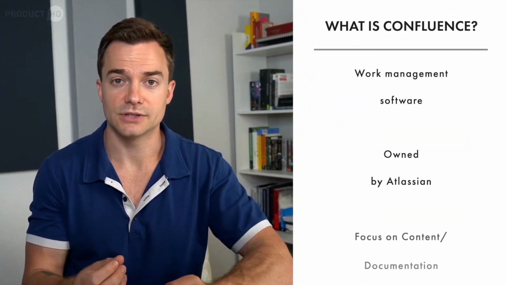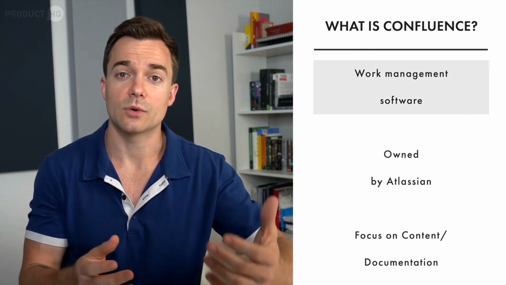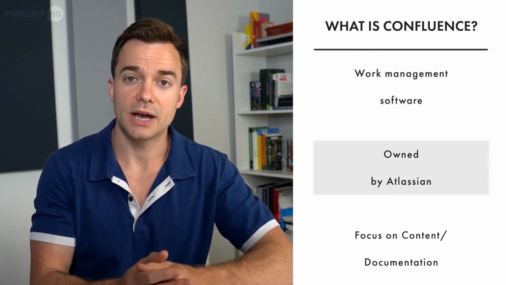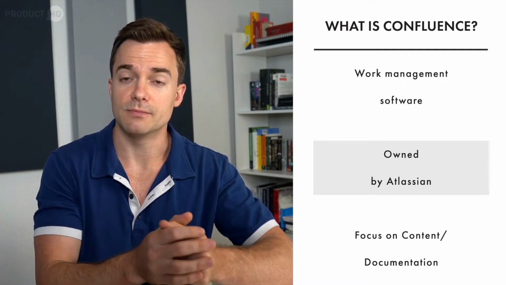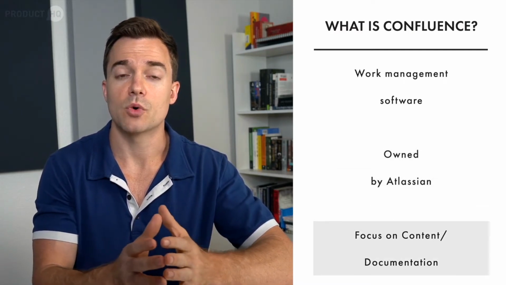So now that we've discussed Jira, let's go ahead and take a look at Confluence. So Confluence is also a type of work management software. It's also owned by Atlassian. While Jira is usually used to map and track your Scrum, Confluence is more about content.